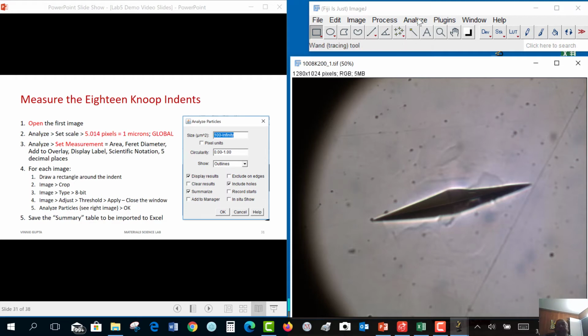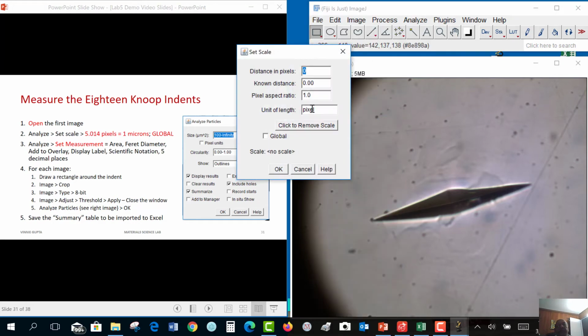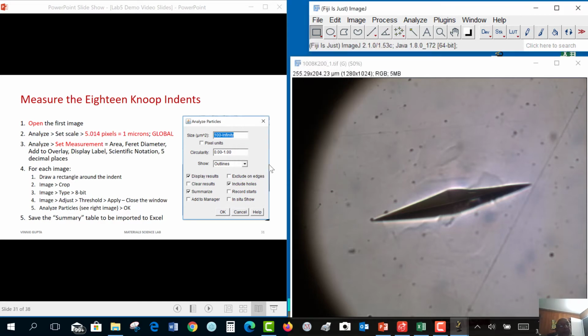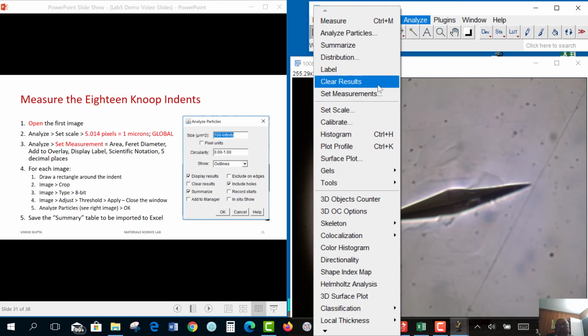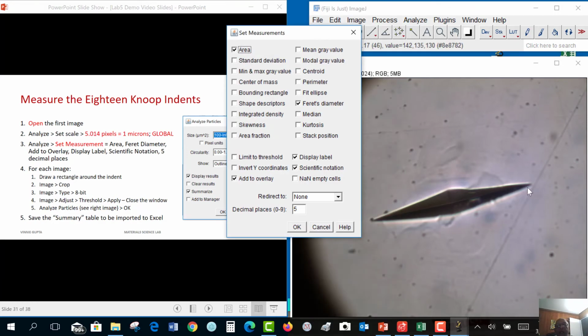So I'm going to set up my scale. 5.014 pixels is 1 micron, and that's my global scale. Then I'm going to set my measurements. I'm interested in the long diagonal, so I'm interested in Feret diameter. I'm also interested in the projected area, and I have display label, scientific notation, add to overlay, 5 digits.